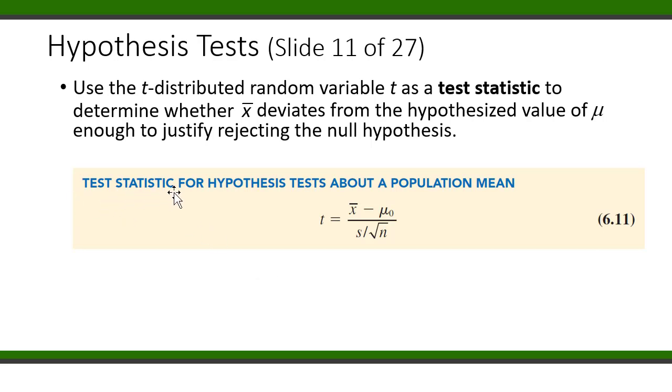So the test statistic for a hypothesis test about a population mean is this one, the t. If we know our sample mean minus our hypothesized mean, divided by the standard deviation over the square root of n, all divided into this numerator, that gives us our t value. And if our p-value is less than our alpha value, then we are statistically correct in saying that the null hypothesis can be rejected.